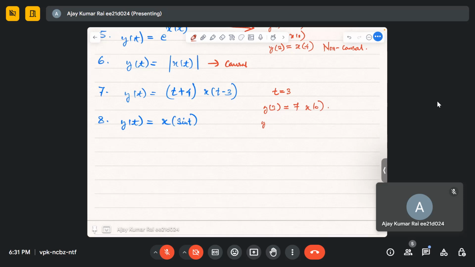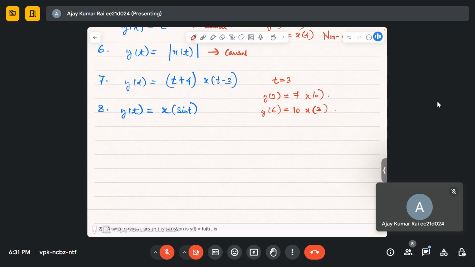So let's increase t. I'll put t equal to 6. If I put t equal to 6, then 6 plus 4 is 10. And 6 minus 3 is 3. So you can see here, if I put different values of t, or increase the values of t, you'll find that it always depends on past input, right? So we are trying to find out the output at t equal to 6. So the output is depending on the input at t equal to 3. So this is past input, right?